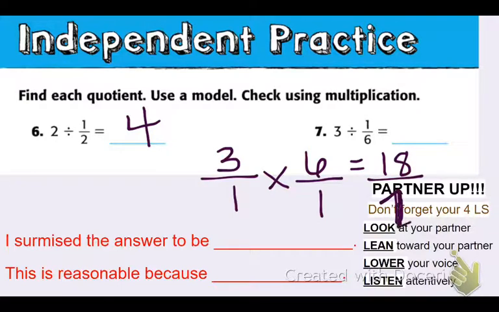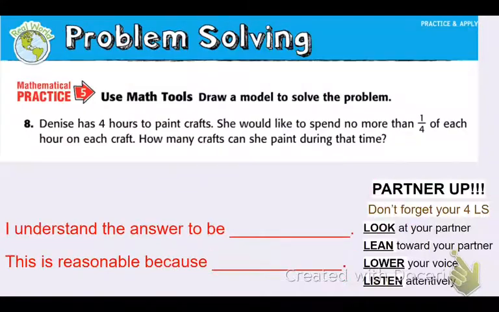Can I rewrite it in simplest form? Absolutely. 18 over 1 is equivalent or equal to 18. So I know that I have the right answer because if I check through multiplication, 6 times 3 is 18. It is correct. I can move on. All right, let's go ahead and try some problem solving.